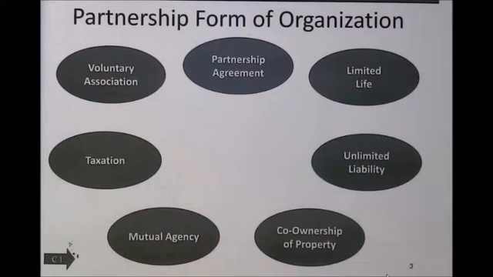The one thing they don't have that's limited is liability, right? They have unlimited liability, which means that each partner is responsible for the debts of the partnership, not just their share. So if there are four people in a partnership and one guy's got money, he's probably going to be on the hook for the other three's debts in the event that something goes south, right?